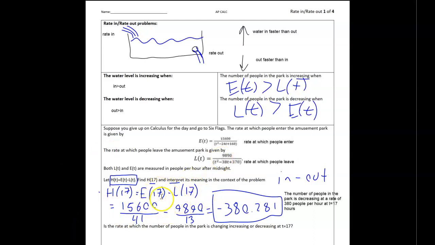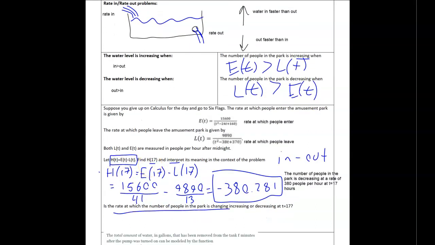We had to use two rates, E and L, to make a claim about a total number or a total rate of change. Now my next question asks, is the rate at which the number of people in the park is changing increasing or decreasing? And this is a hard question. So remember, our rate from our previous problem was h of t. So in this question, we want to know how h of t is changing. We need to consider then h prime of t, its derivative.